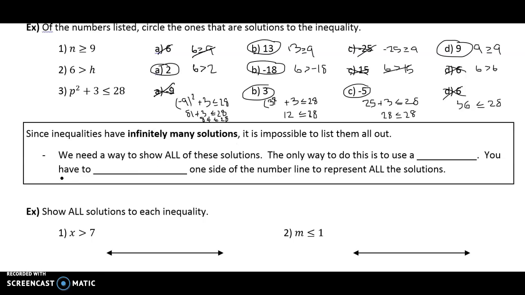Cool? Since inequalities have infinitely many solutions, it is impossible to list them out. So how we do this is we don't just state all the answers, we have to graph. We have to use a graph every single time. You have to shade one side of the number line. Here's what I suggest to people. I put 0 on my number line. Just put it right in the middle on everything.